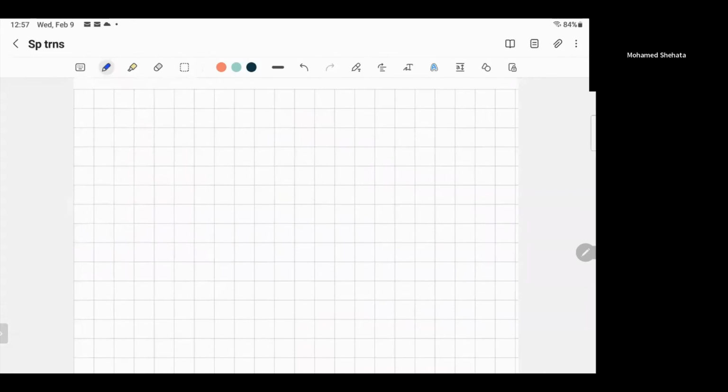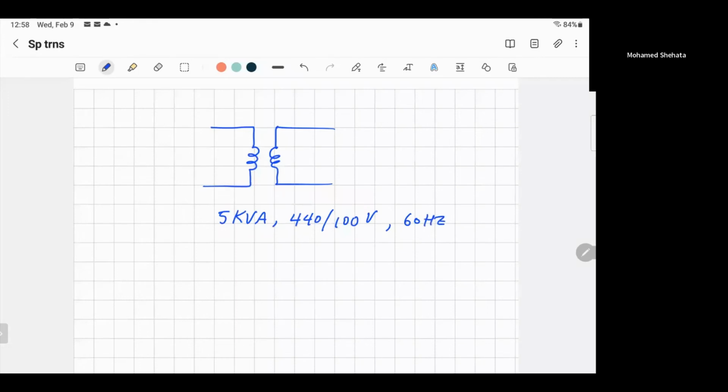Let's say that you have a single phase transformer. How do they give the turns ratio of the transformer? They don't give you the number of turns. I want you to understand the practical way to deal with a transformer. When you buy a transformer, you'll find it like that: 5 kVA, 440/100 volts, 60 hertz. That's what you're going to read on it.